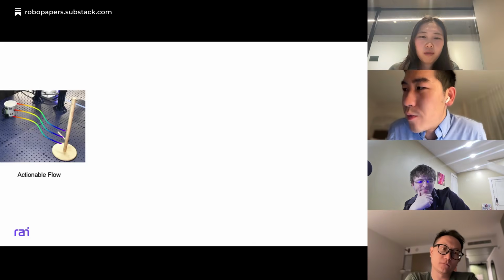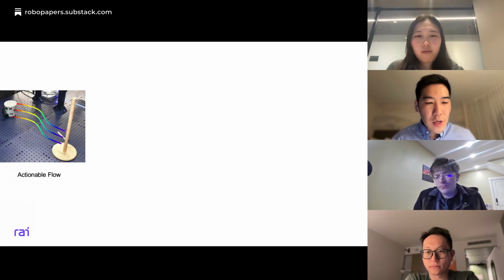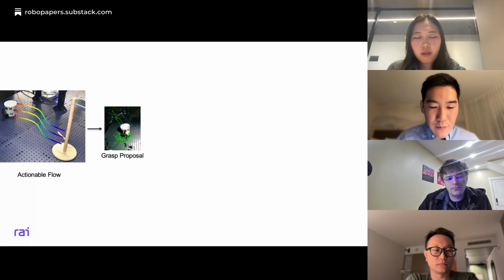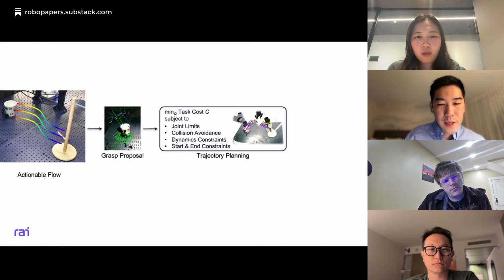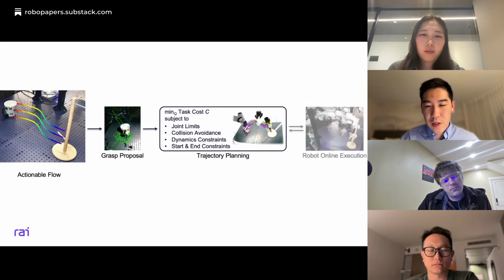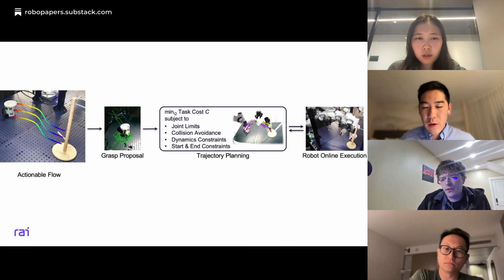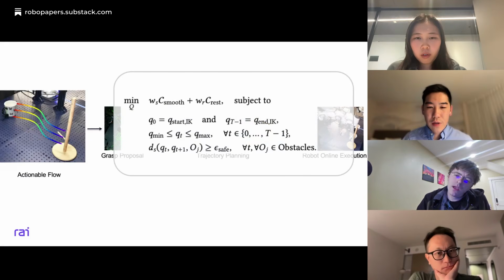So we actually adopt a similar optimization framework here. Given the actionable flow, we first do the grasp proposal, which is GraspGen from NVIDIA. With a selected grasp candidate, we perform optimization. We formulate a trajectory optimization, and then with the optimized trajectory, we perform online execution. So here, let me see. Yeah, so here's the term.